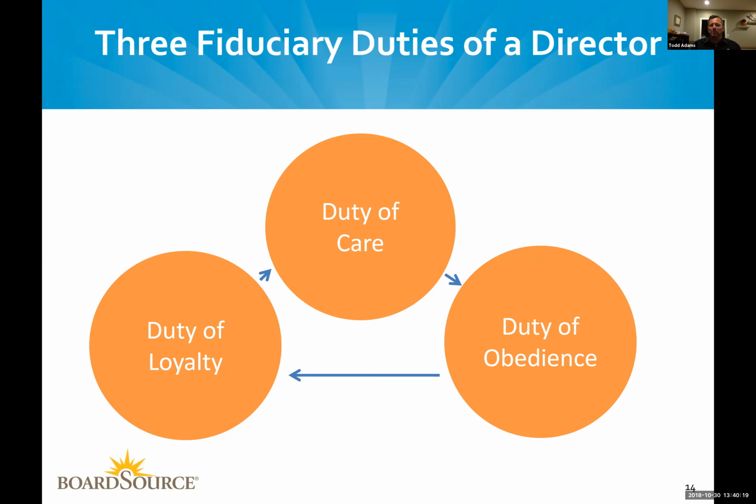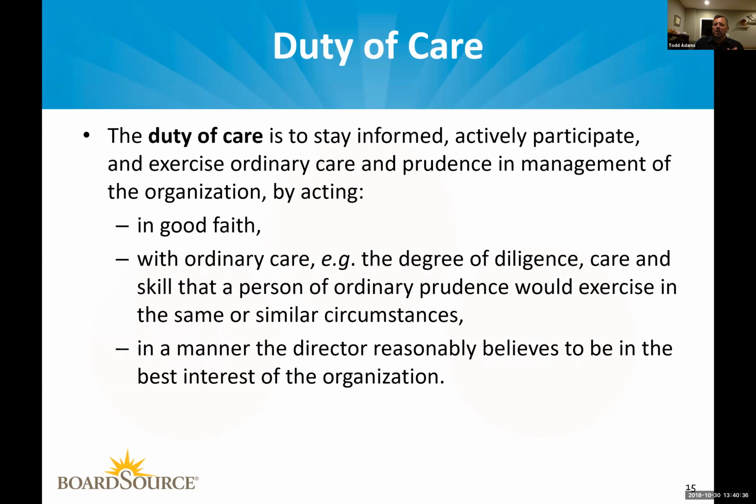Here's the area where a litigator or the IRS is going to look and say, were the board members clearly demonstrating the duty of care, the duty of obedience, and the duty of loyalty. So let's talk a little bit about what those mean. We'll have a poll at the end of the section, and that will be your indicator that it'll be a great time for us to stop and take some questions. So be thinking of those as we go through these next slides here.